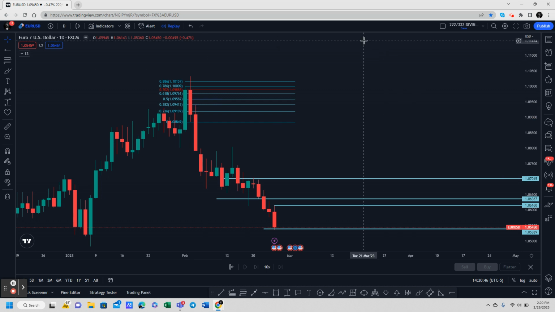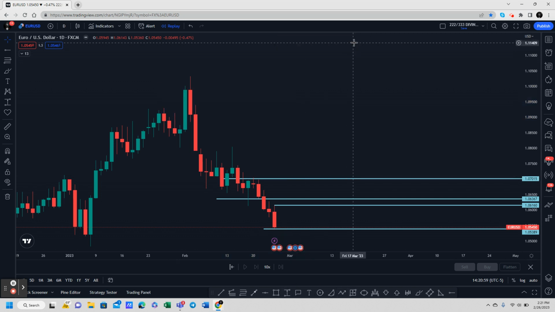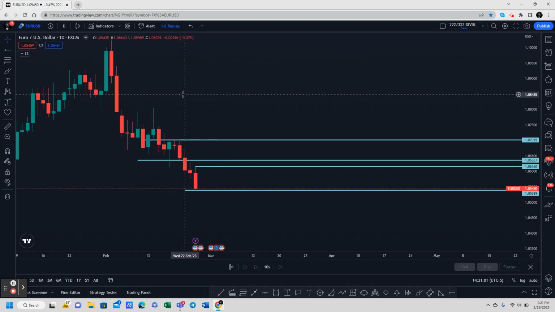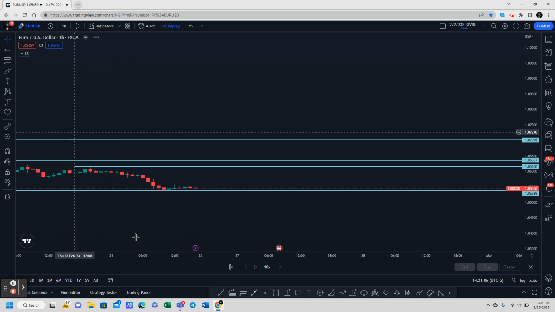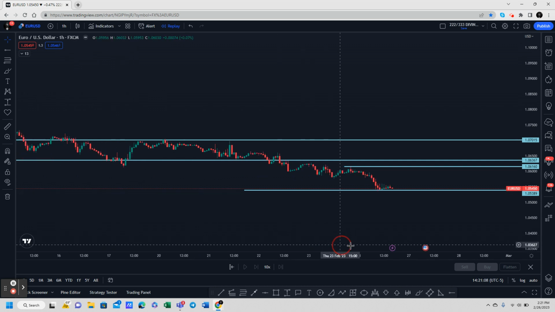Now, here's the beauty, guys. When you go on a lower time frame, you may see something different. So in fact, let's go down to the lower time frame and let's see what we can see. We're just going to focus on this area right here, and we're going to go down to, let's say, the hourly. All right, so we're on the hourly.